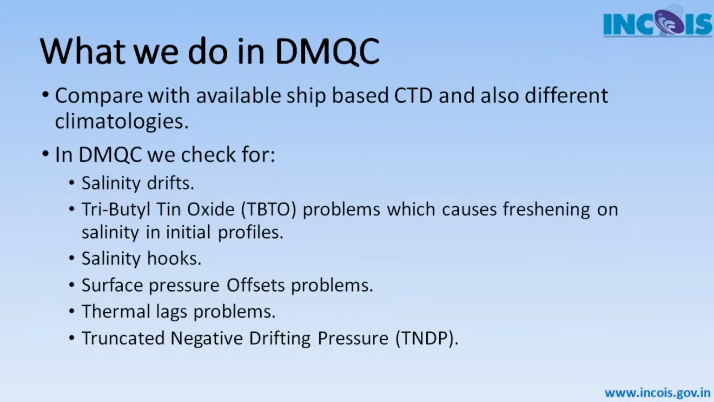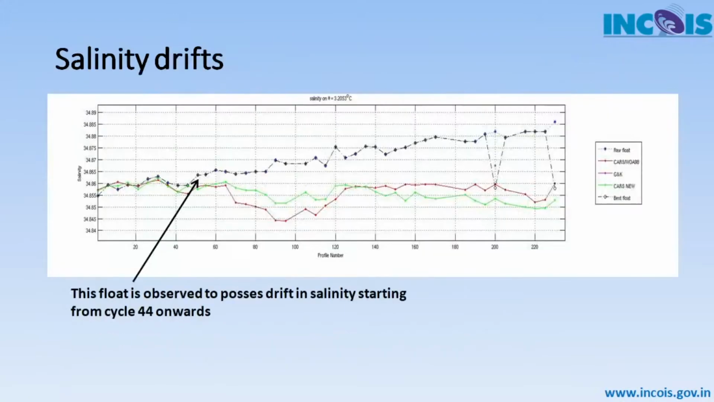What we do is compare the available CTD background data with the data obtained from the float, and in this process we check for drifts in the salinity and TBTO problems, which cause some freshening on the initial profiles of the salinity. Sometimes there can be hooks in the salinity profiles, surface pressure offset problems, thermal lag problems, and truncated negative drifting pressure, TNPD. All of these are checked in DMQC and the quality flags are revisited.